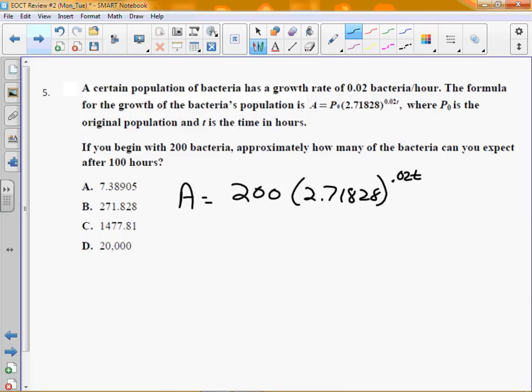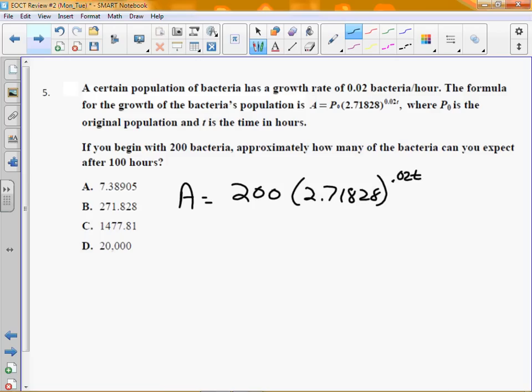If I plug in time 0, time is that original starting point, I would have 0.02 times 0. 0.02 times 0 would give me 0. Then I would have 2.71828 to the 0 power. What is 2.71828 to the 0 power? Or, for that matter, what's any number to the 0 power? 1, not 0, it's 1. So this would be 200 times 1. In other words, 200. That's our original amount.